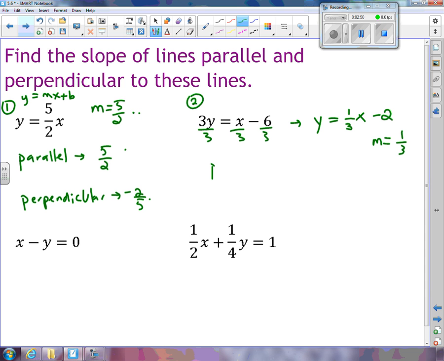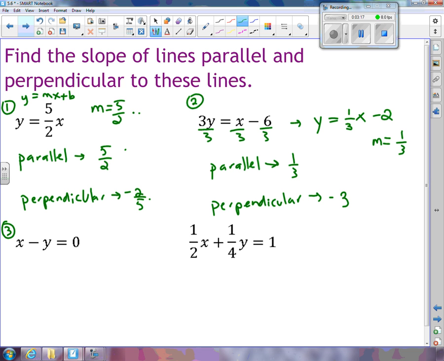The slope of a line parallel will also be 1/3. The slope of a line perpendicular is going to be the opposite reciprocal. The reciprocal of 1/3 is 3, and now I'm just going to make it negative, change the sign. Now let's move on to example 3.